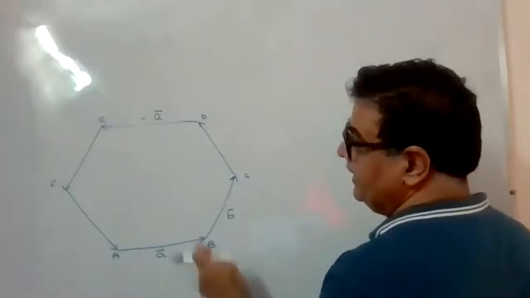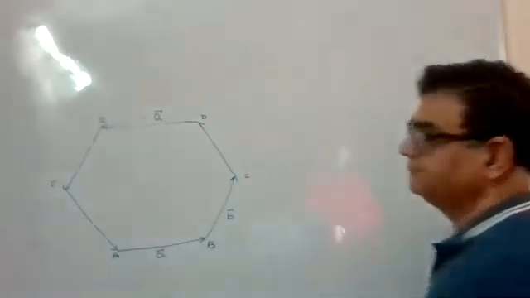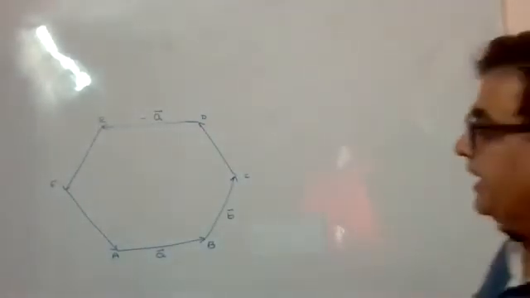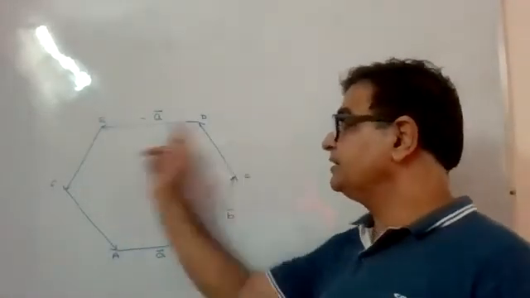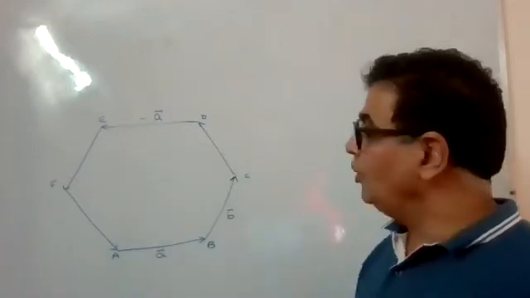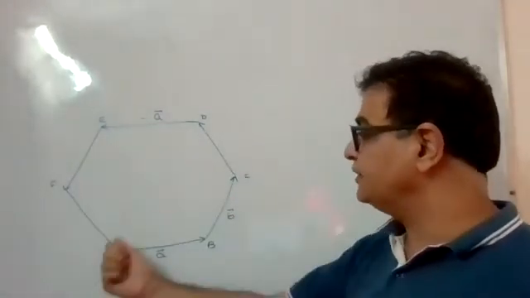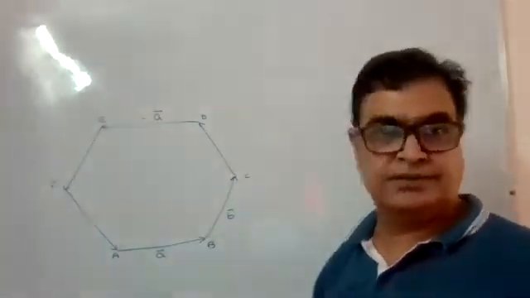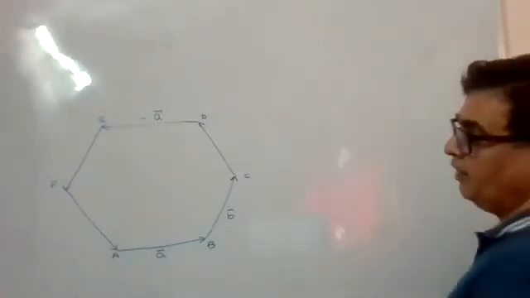This vector is A, then this will be minus A. Because their support lines are parallel, their magnitudes are the same. Only the difference is in the arrow. This goes left, this will go right. That way you go. What about this vector?